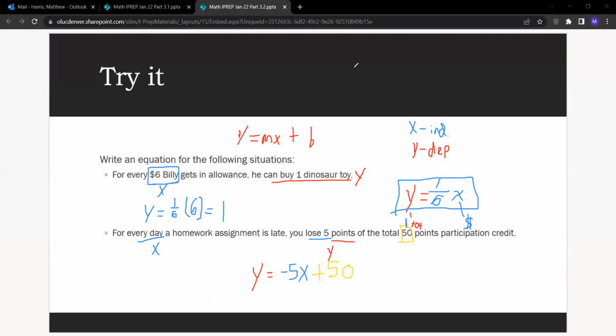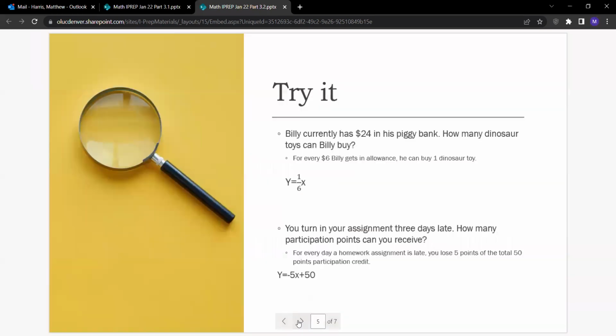All right. Let's go ahead and move on to the next slide. So again, we already have our equations. We just figured those out on our last slide. They're now displayed below for you guys. So now let's do a problem using our equations so we can really apply them.